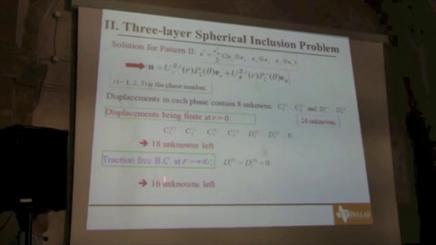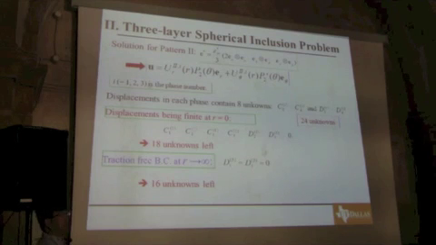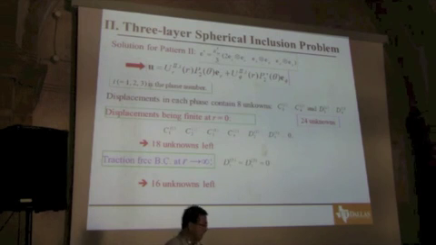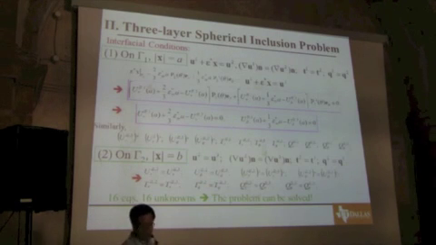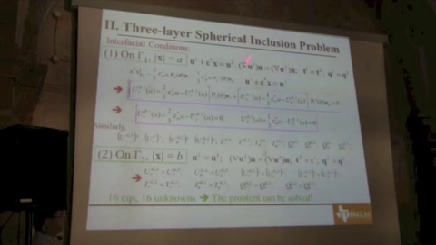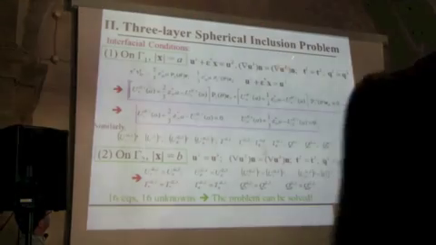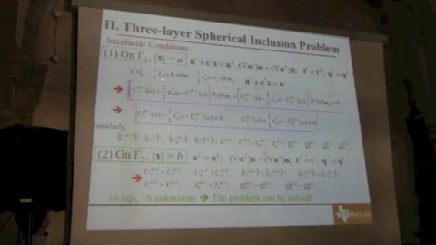Then we apply the traction-free boundary condition at infinity. 2 will be eliminated further, so we are left with 16 total constants to be determined. Then we must use 16 conditions, and we see we have exactly 16 conditions to apply. So this is first traction continuity, displacement continuity, and then gradient component continuity.